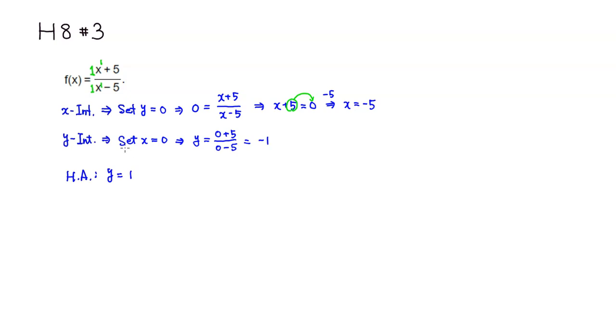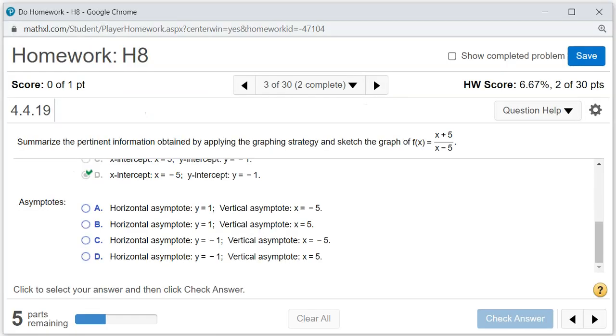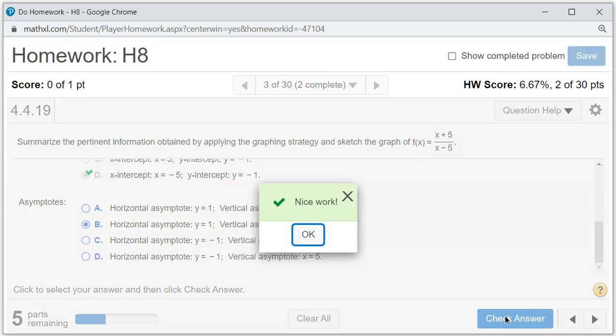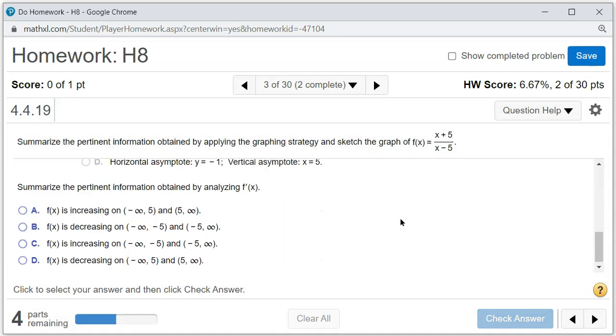For the vertical asymptote, we set the denominator equal to 0, so you can see that the vertical asymptote is x equals 5. It's a vertical line at x equals 5. Let's check the answer. Let's type it in. The horizontal asymptote is 1, and the vertical asymptote is positive 5. So it's going to be B. Let's check the answer. All right, we got that.